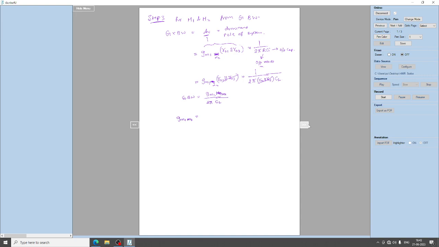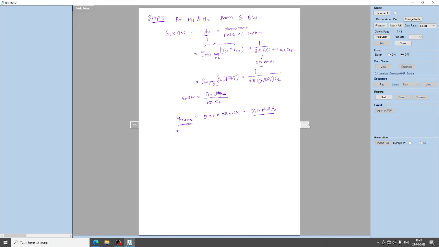The gain bandwidth product given should be greater than 5 megahertz, into 2 pi into CL, which is 10 picofarad. Solving this, 5 megahertz, 10 power minus 12, 10 power plus 6, you will get around 314 microamps per volt. So your transconductance of M1 or M2 will be equal to 314 microamps per volt.